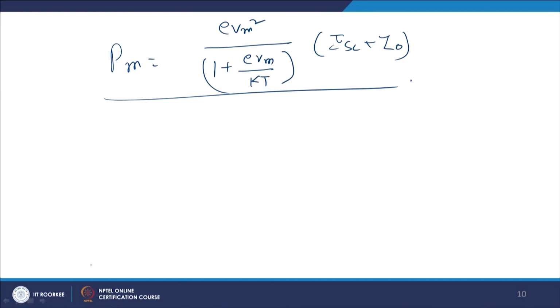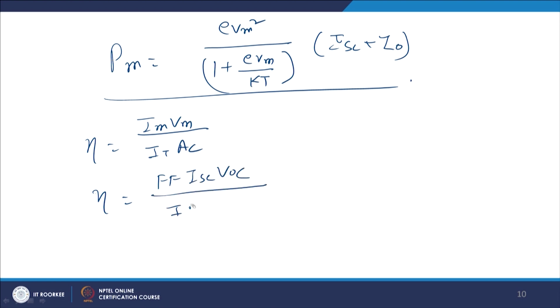Now, the maximum efficiency is going to be the maximum power, maximum voltage times current, divided by IT and AC, where IT is the total solar flux and AC is the area of the cell, right, and this will give you the maximum conversion efficiency.